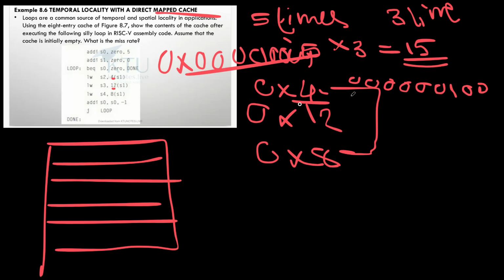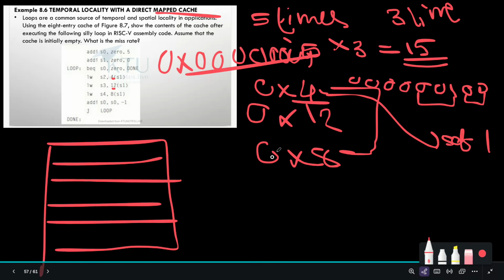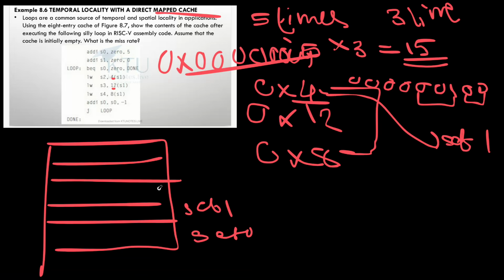After this, the first 2 bits represent the byte offset. The next 3 bits represent the set. So here 0x4's set would be 0 0 1. That means it belongs to set 1. So you will be writing, this is my set 0, and this would be set 1. In set 1, I will put 0x4.